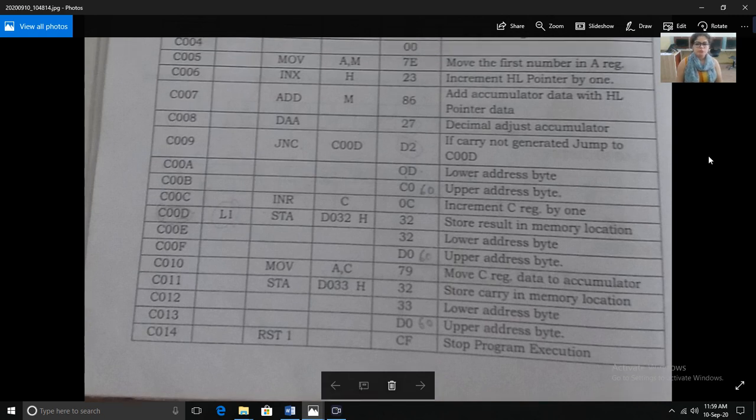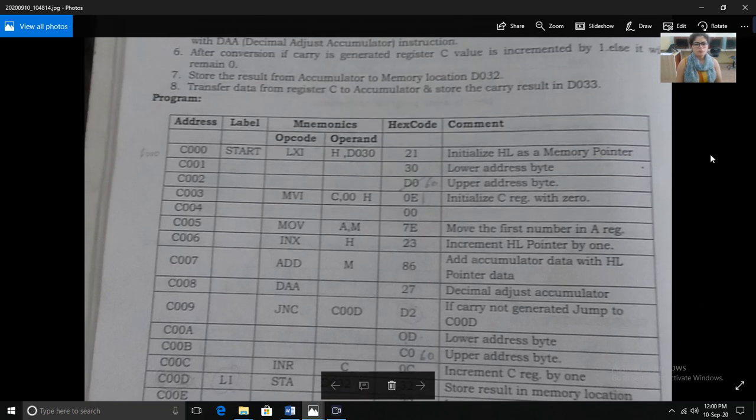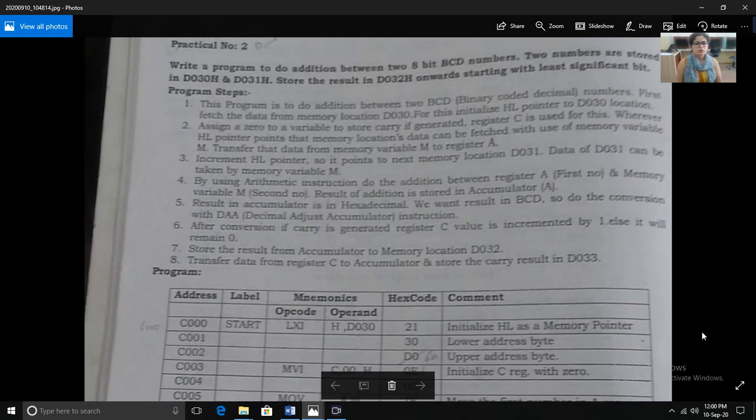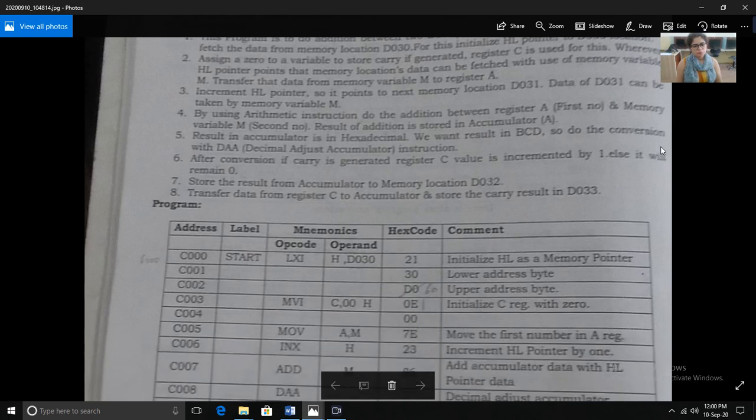So in this program, what we have done is we have performed addition of two 8-bit BCD numbers. These two numbers were stored at that memory location. We have first fetched the data and then stored the result at this memory location at 32.